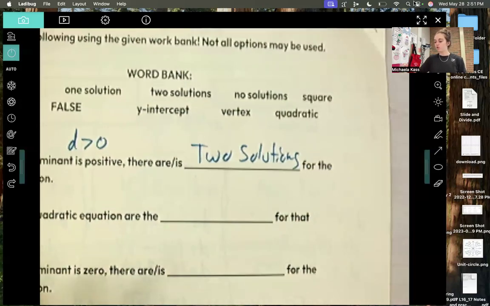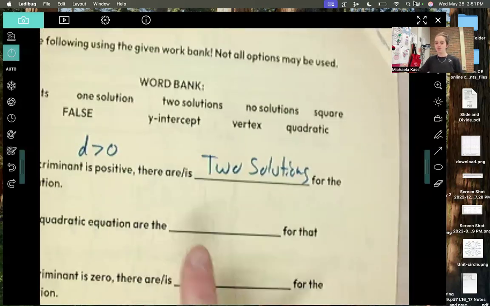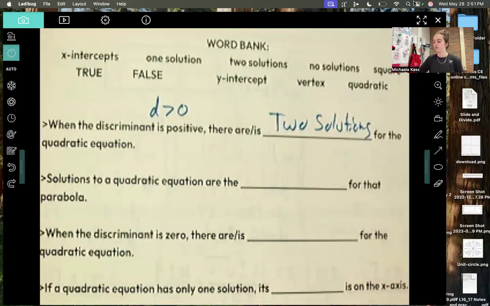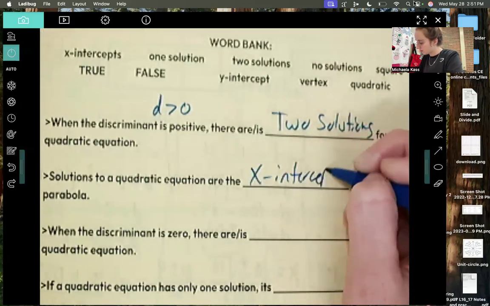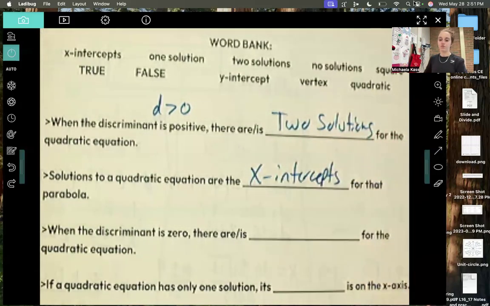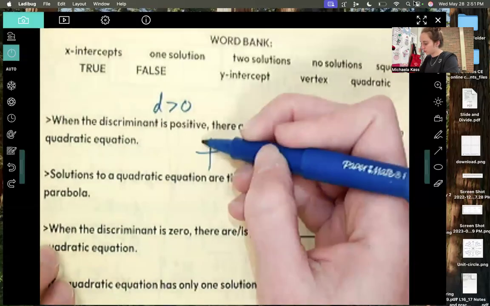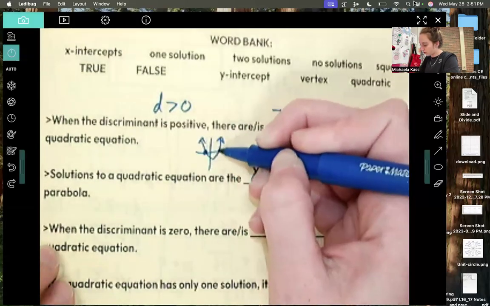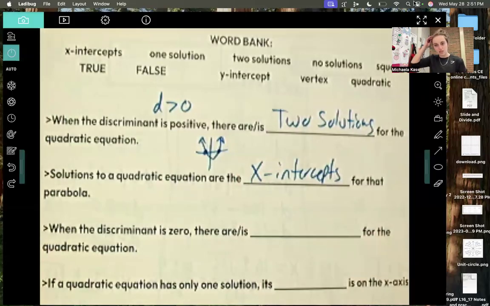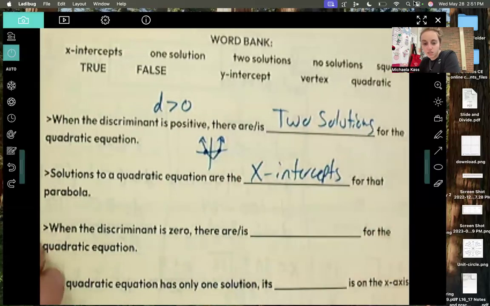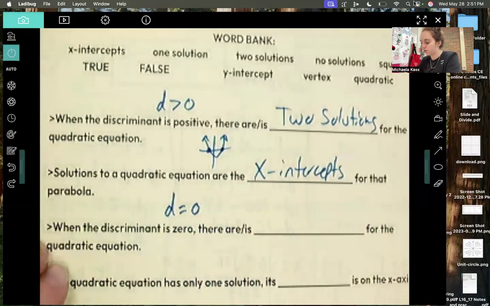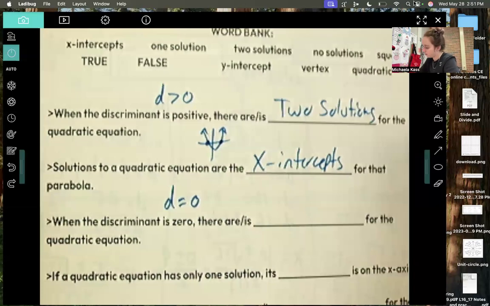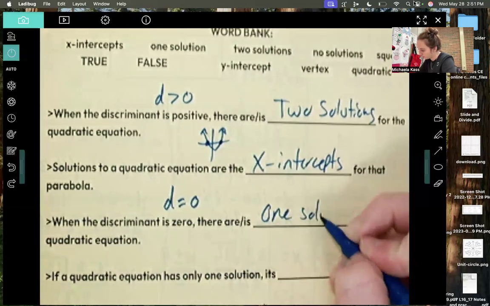Solutions to a quadratic equation are the blank for that parabola. Again, graphically, what do the solutions represent? They represent the x-intercepts. If there are 2 solutions, here's a parabola, and those are x-intercepts right there, crossing the x-axis. When the discriminant is 0, so when D is literally 0, how many solutions are there? 1 solution.